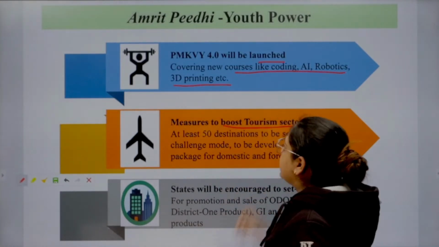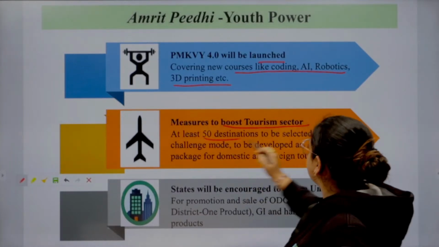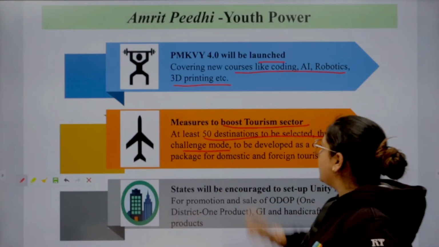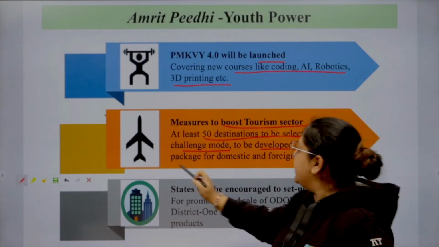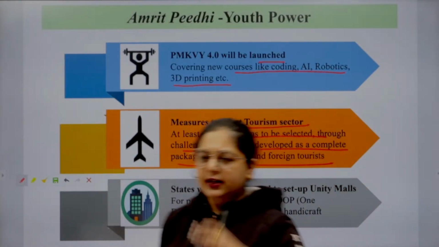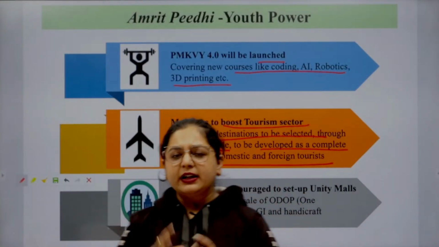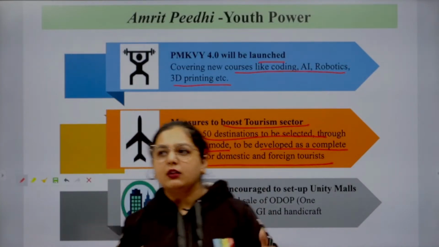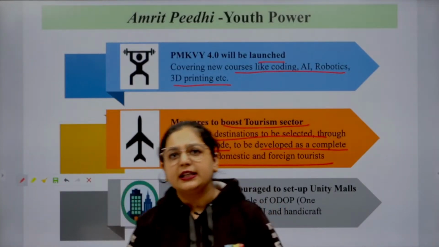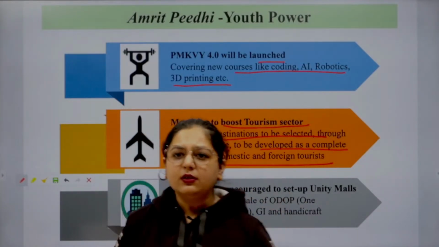Even there will be several measures taken to boost the tourism sector. At least 50 destinations to be selected through the challenge mode, to be developed as a complete package for domestic and foreign tourists. So this is something the government has been doing for 2-3 years now. They are selecting 2-3 important key centers, which are adjacent to the major cities, and they're developing those cities in a way that promotes tourism, right?